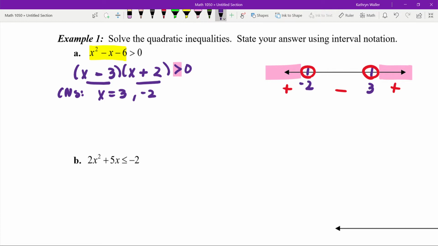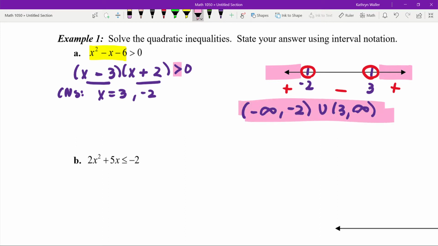And then I want you to write your answer, which is negative infinity to negative 2 with a parenthesis, union 3 to infinity. Everything's closed with parentheses, you guys, because I don't have any closed circles. That's my answer in interval form, and I'm done.